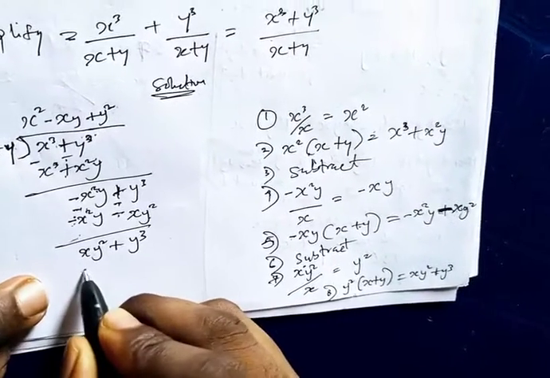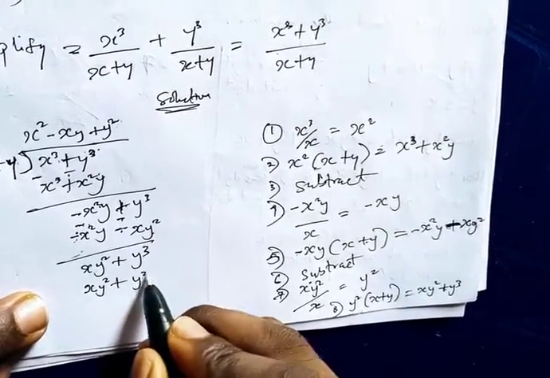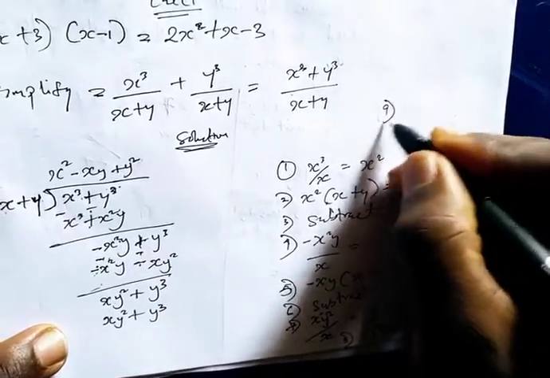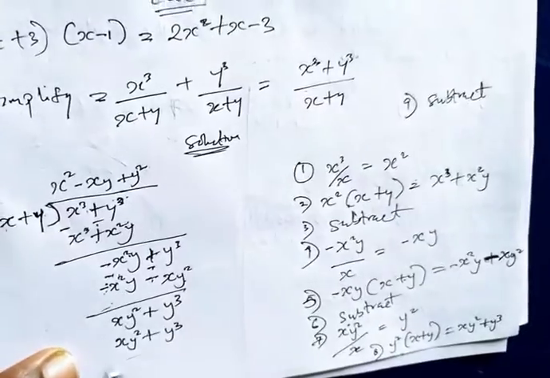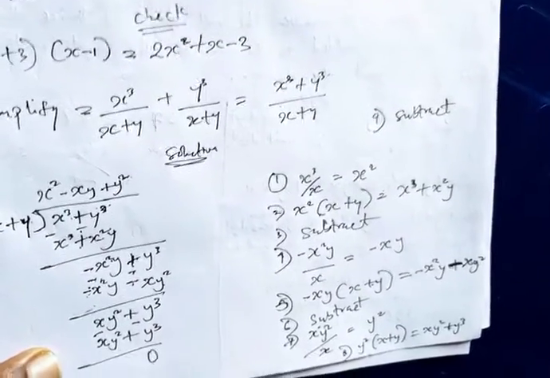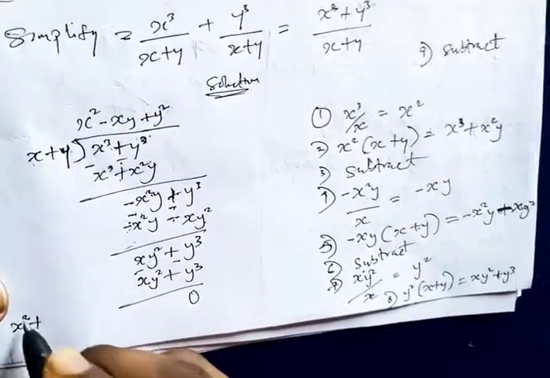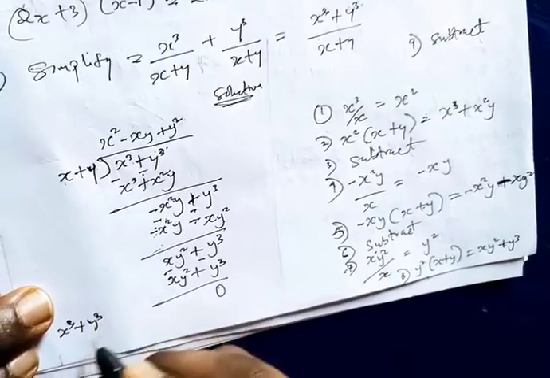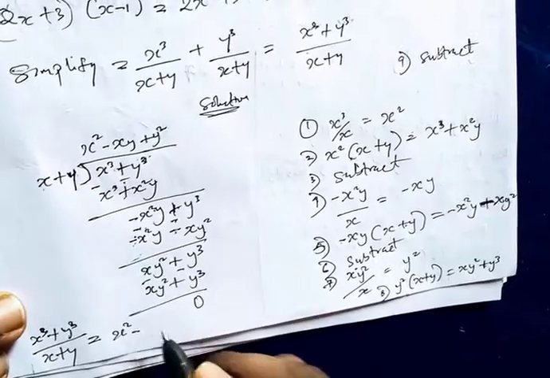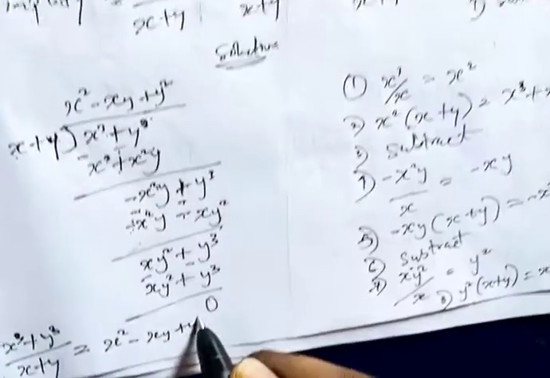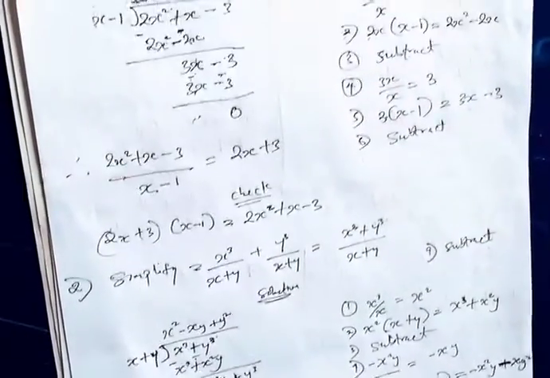Now, if I have my xy squared plus y cubed, then I go to the ninth step. I subtract. And if I subtract this, I get 0. So therefore, x cubed plus y cubed all over x plus y is equal to x squared minus xy plus y squared. And this is our answer.